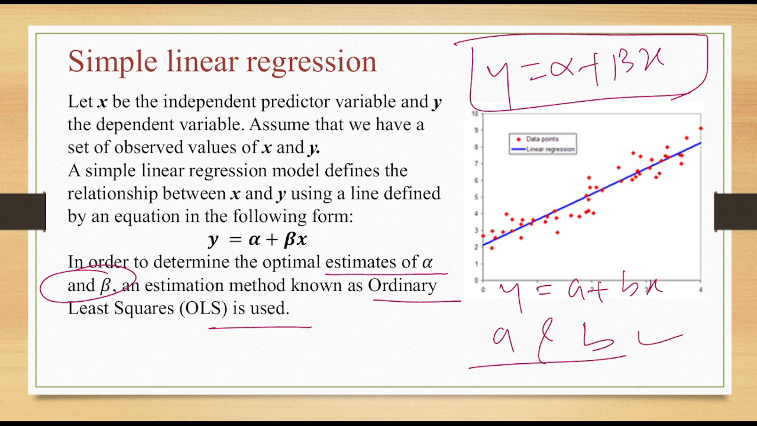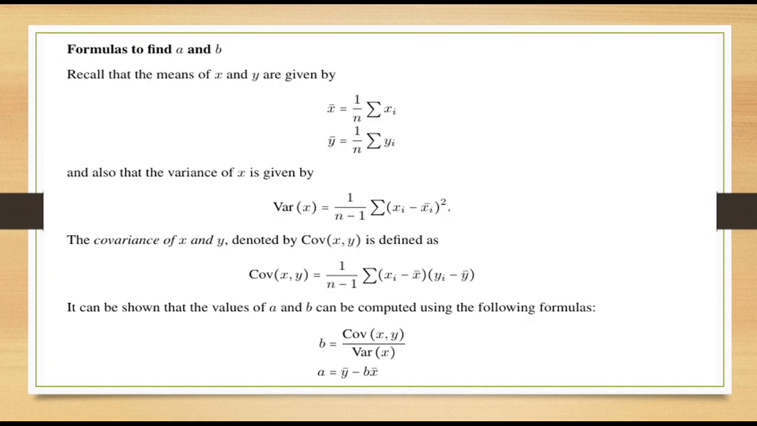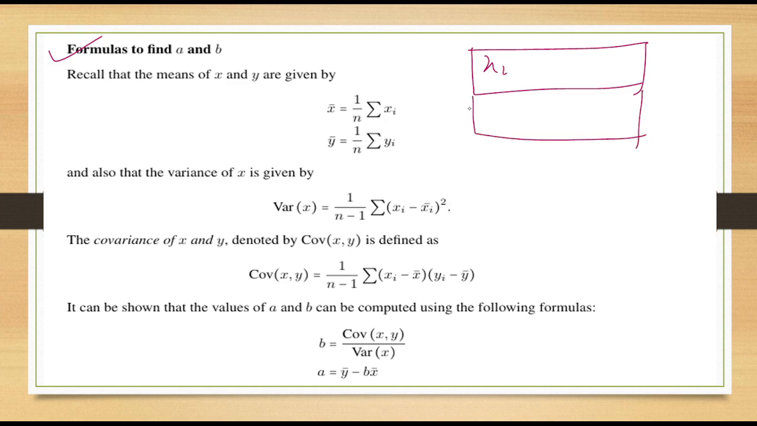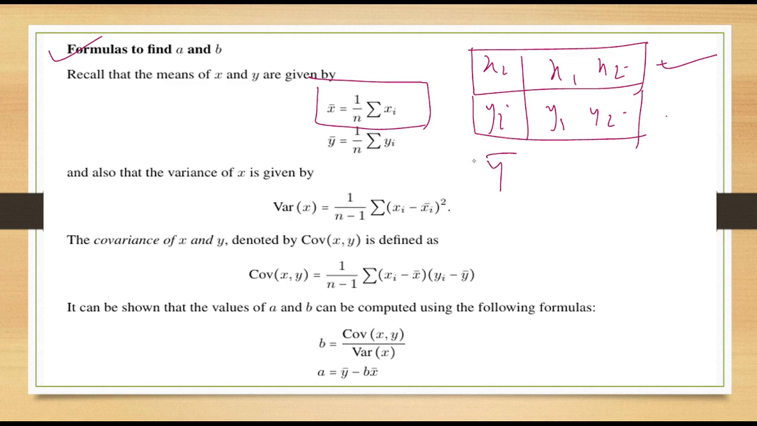Now let us see how we can find this. We use this formula to find a and b. First, we find the average. Let's see, we have xi, and with respect to it we have output yi. We have x1, x2, x3 and so on, and with respect to x1 we get a certain value y1, y2, like this. First we find the average of this input variable, so x bar equals 1 upon n summation of xi, and similarly we get the average of y using this formula.